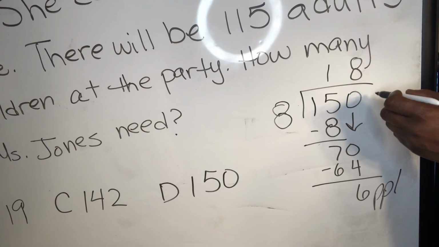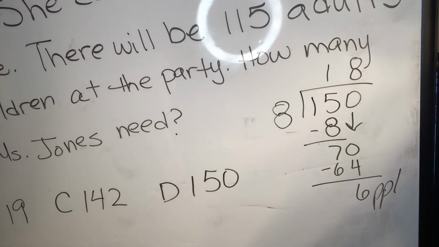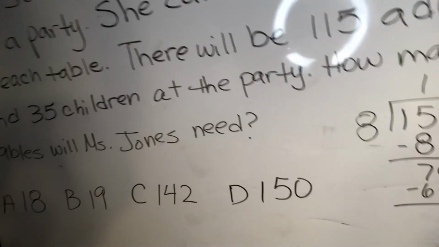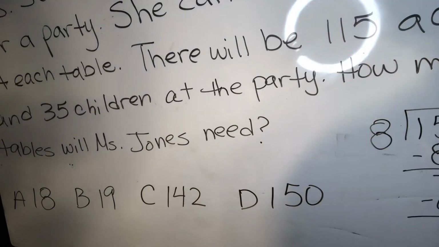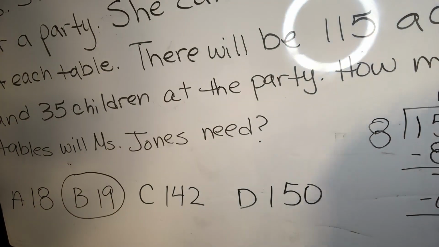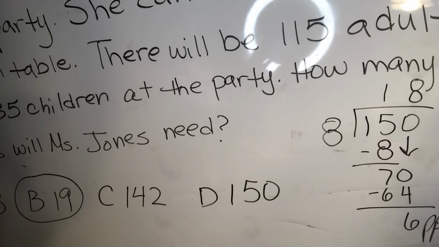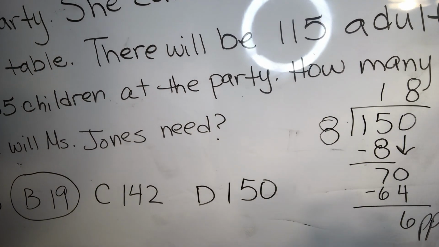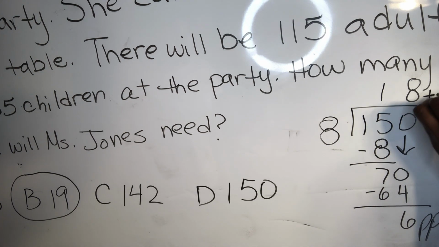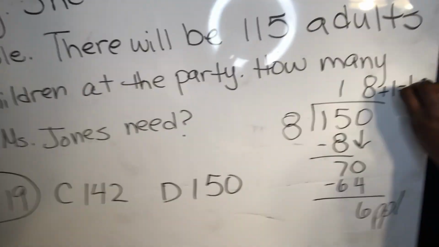So the answer would not be 18. It's going to be choice B, 19. Why? Because we have 6 people left over that we still need to seat at the party. These can be a little tricky, but when it's dealing with people or boxes, containers, or anything that you need to put stuff in, if there are any left over, you're going to need an extra one to fill that up. So you're just going to add 1, and that's what gives you the 19.